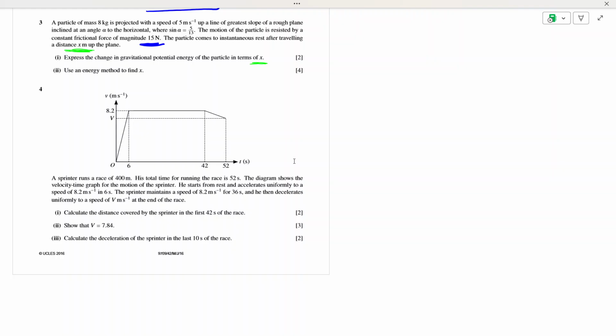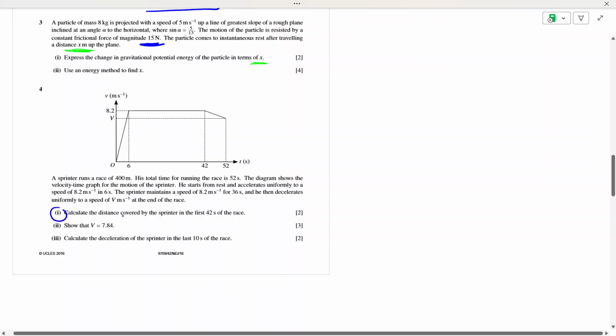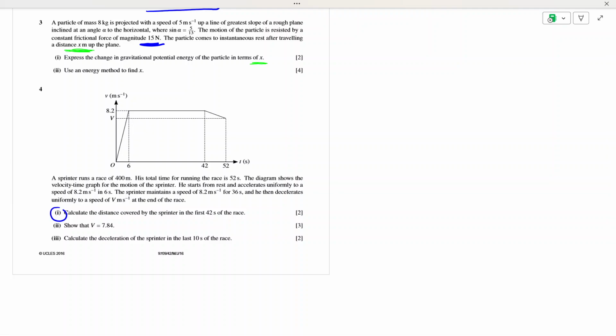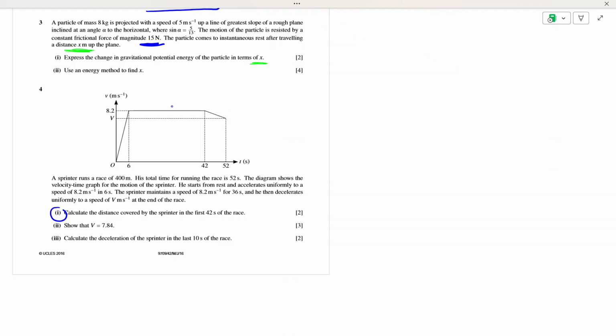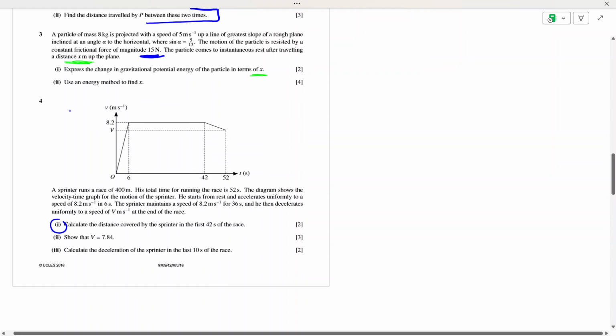The first question says, calculate the distance covered by the sprinter in the first 42 seconds of the race. So we want this distance here, at 42 seconds. We know that distance is given by the area under a VT graph, right?